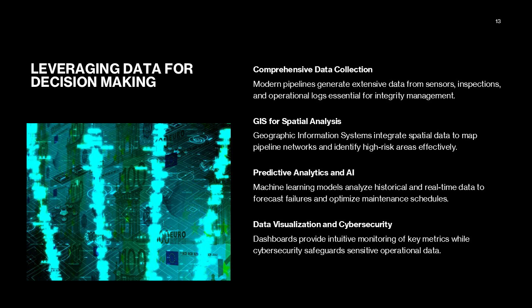Geographic Information Systems (GIS) integrate spatial data for mapping pipeline networks and identifying high-risk areas. Predictive analytics and machine learning models process historical and real-time data to forecast potential failures and optimize maintenance schedules. Data visualization tools provide intuitive dashboards for monitoring key performance indicators.